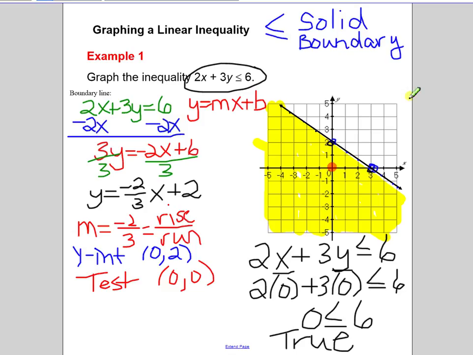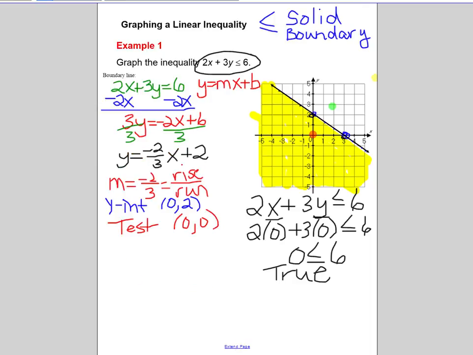For example, if you chose a different test point, say you chose this point right here, where x is 2 and y is 3, we should find that that would be false in the original inequality. So let's look at testing that point, which is 2, 3.